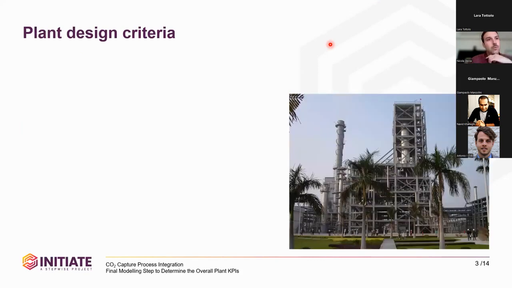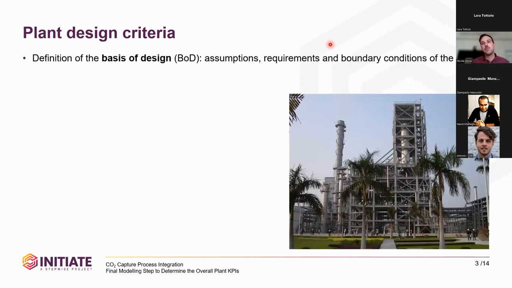Regarding plant design criteria, very important at the beginning is the definition of the basis of design, to have clear all the assumptions, requirements and boundary conditions of the project and all the equipment and sections of the plant. Then we have some general rules to be followed during the plant design, for example, compression at low temperatures.